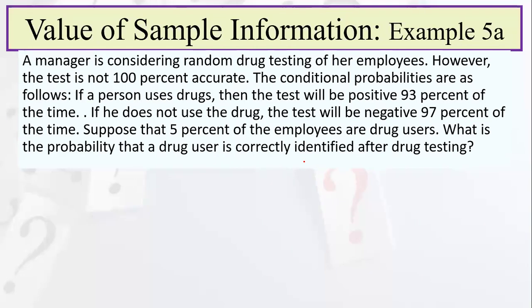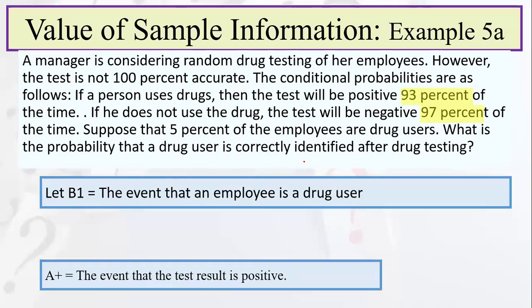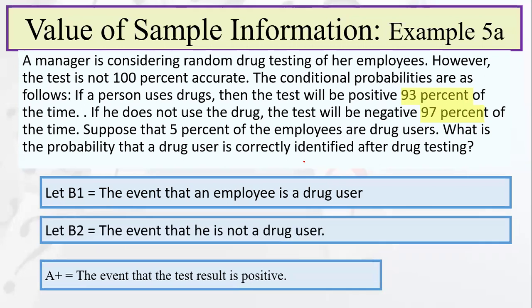Bayes theorem can be used for such information. So there are two events here. B1 is the event that the employee is a drug user, and B2 is that he's not a drug user. The probability of B1 plus the probability of B2 will be 1. Either a drug user or not a drug user, and added together it is 1.